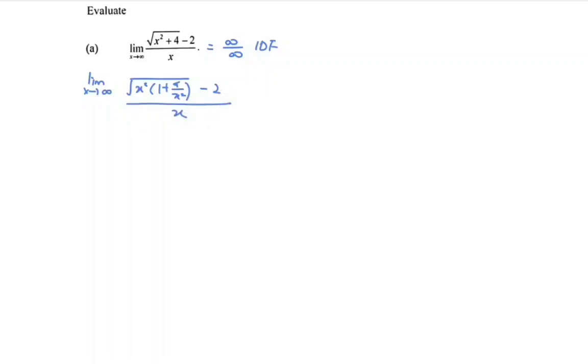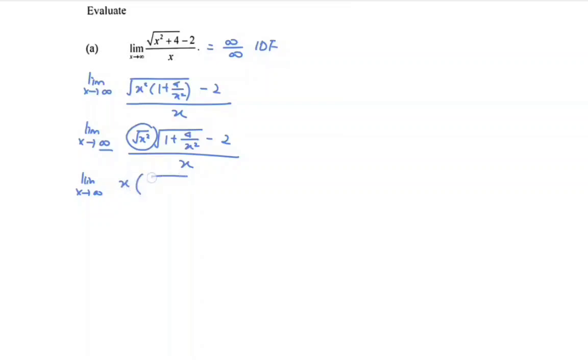Rewrite the expression again. So limit as x approaches infinity, square root of x square, square root of 1 plus 4 over x square minus 2 over x. Rewrite again. Do remember, factor out the x. So in here, we have the square root of x square. For x approaching infinity, we can say that this will be the x. So factor out the x, then here we have square root of 1 plus 4 over x square, minus 2 over x, over x bracket, we have the 1.